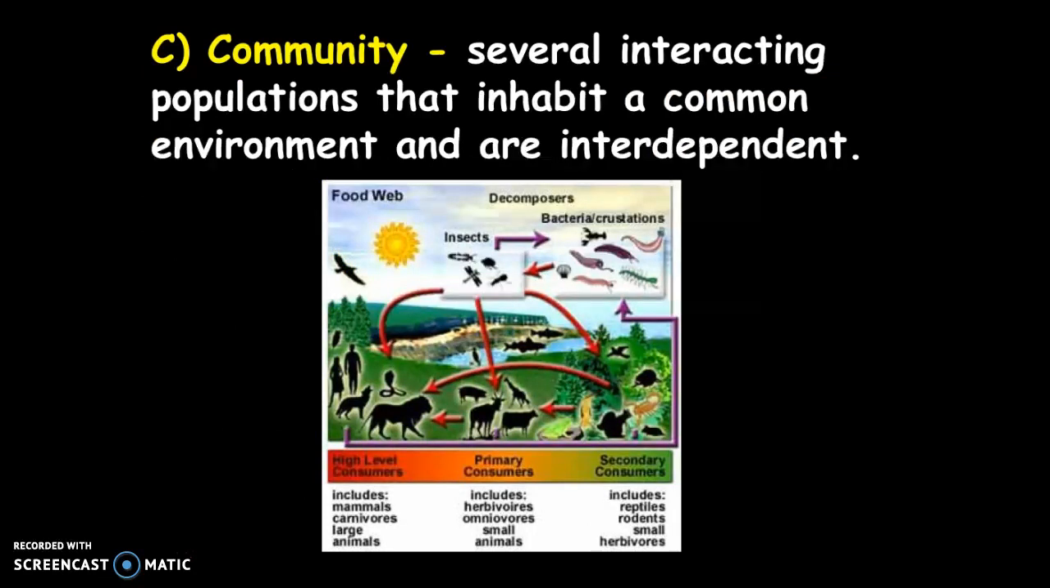A community refers to the several interacting populations that inhabit a common environment and are interdependent. So as far as a community goes, we're talking about the living organisms that are within the same area that all depend on each other. An example of a community could be Hampton, where you have these different biotic factors that rely on one another in order to survive.